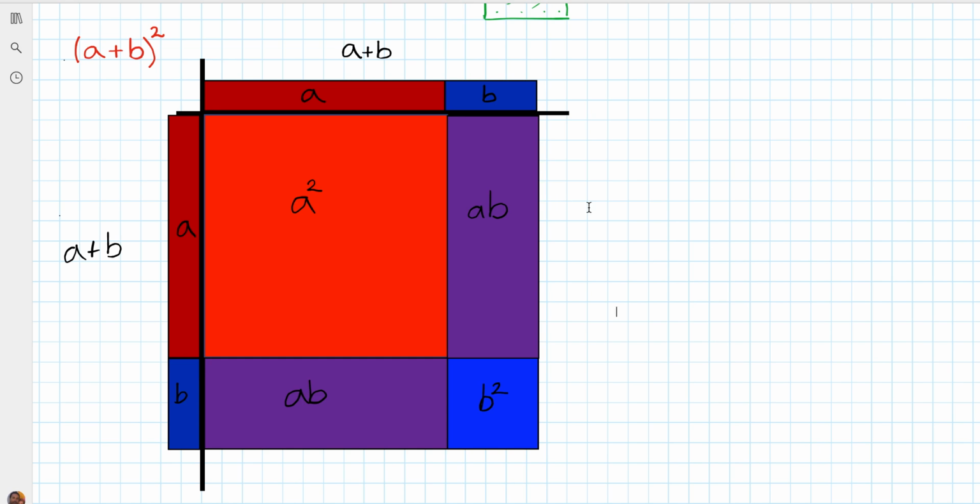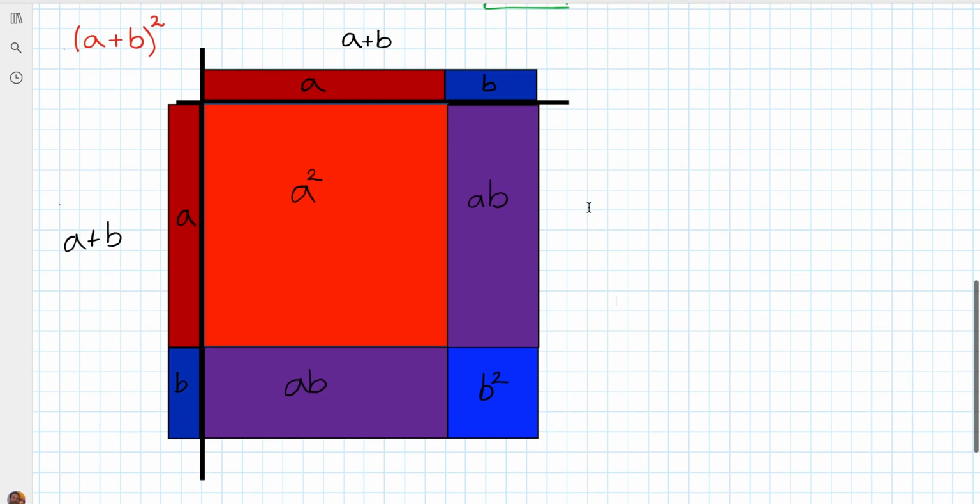Okay, so when I have A plus B squared, that's what we have here. I'm going to write it here. A plus B squared is going to be equal to what? It's going to be equal to A squared, and I'm pointing to the red one, you cannot see my finger, so this one, plus 2 times AB, because I have 2 ABs, plus B squared.